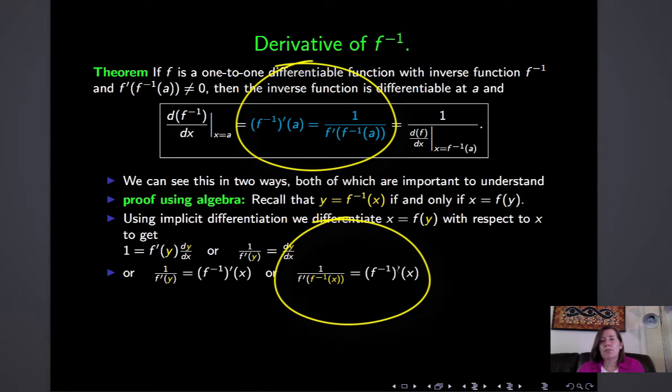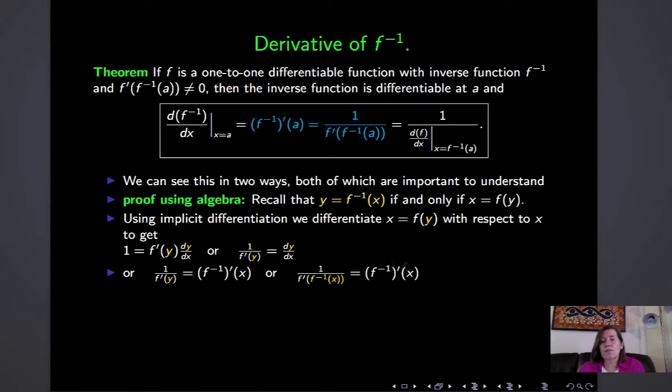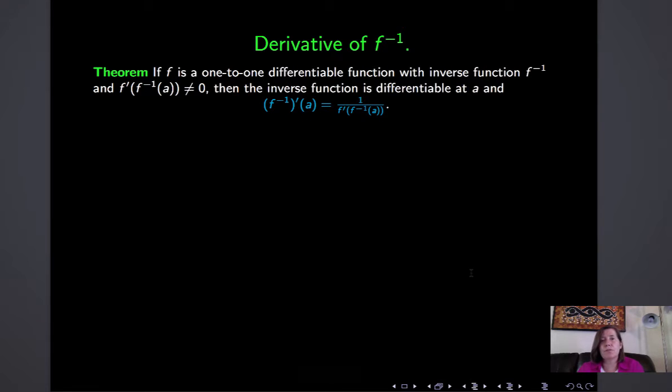F inverse prime of x, or the derivative of f inverse with respect to x, is 1 over the derivative of f with respect to x, evaluated at f inverse of x. Now notice I can apply this formula without having a formula for f inverse, especially if I can find f inverse of a point a without solving for a formula for f inverse.